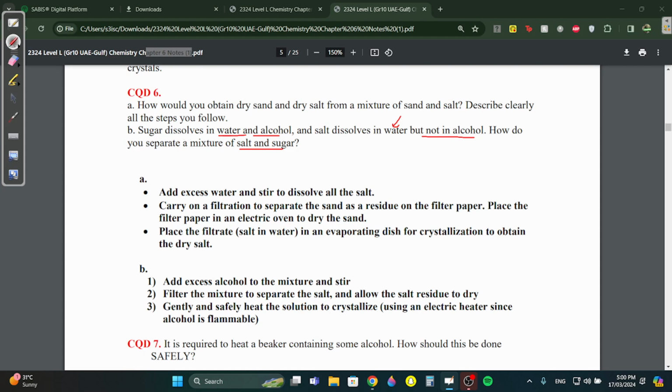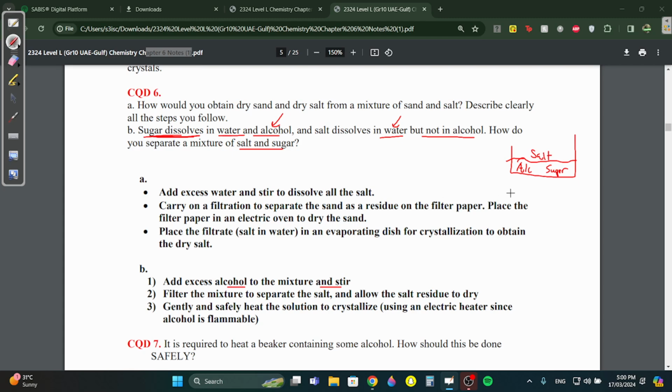Since sugar dissolves in both, but salt only dissolves in one, we're going to add alcohol. So what's going to happen once we add alcohol? Obviously, we have to add alcohol and stir to dissolve what? The sugar, right? So we say add excess alcohol to dissolve the sugar. We have to stir, so we dissolve the sugar. Once we add the alcohol, this is alcohol here, the sugar is going to dissolve, but the salt will be left.